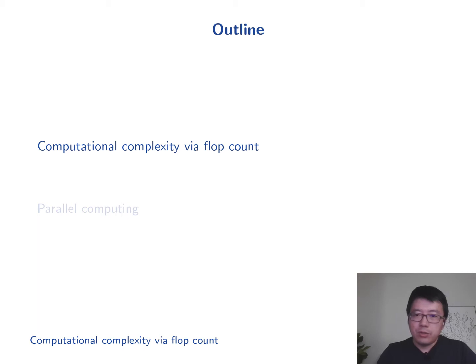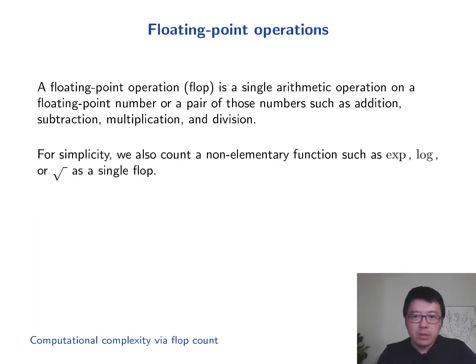First, let's introduce computational complexity based on flop count. A floating point operation, or flop, is a single unit of arithmetic operation applied to a floating point number or pair of floating point numbers. Examples include addition, subtraction, multiplication, and division. There are some non-elementary functions such as exponential, logarithm, and square root. Although they may take multiple actual operations to implement, we only count them as a single flop.